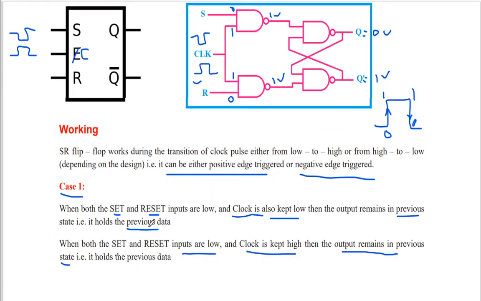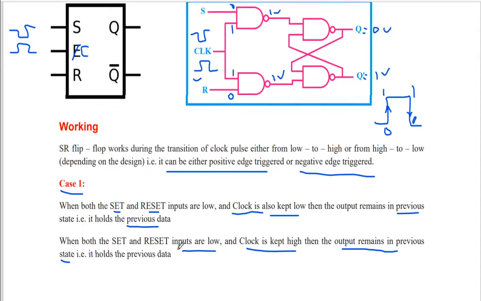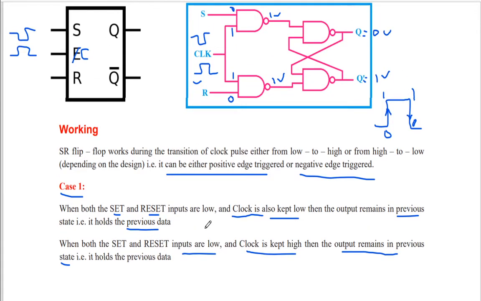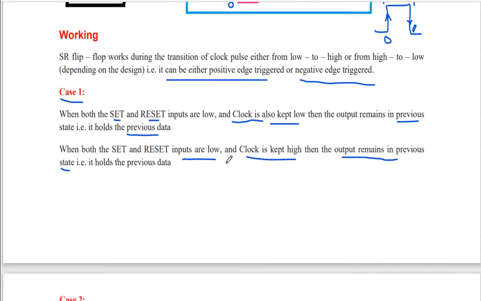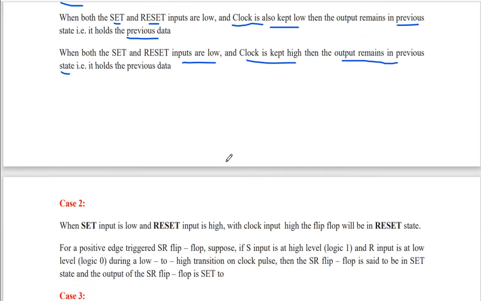In the same case, when S and R are both 0 0 and the clock pulse is made high, the output still remains in the previous state. It retains the same state as the previous state. The value of Q and Q bar holds the same data once again. So applying the clock pulse when S and R are 0 0 will not make any difference to the circuit output, and the output still remains in the previous state. Okay, that is case 1.